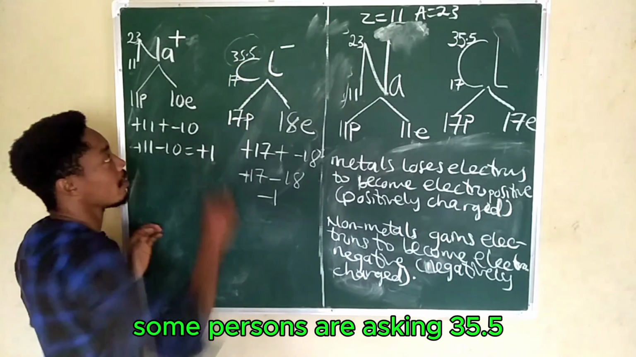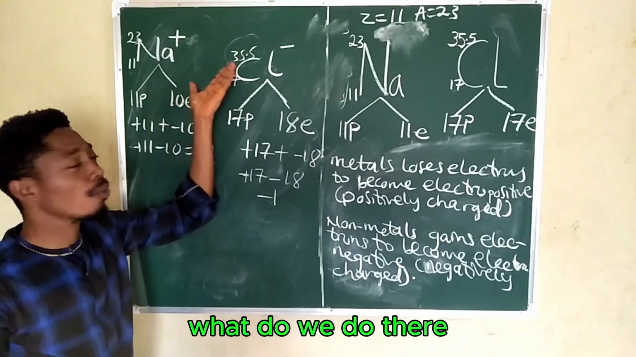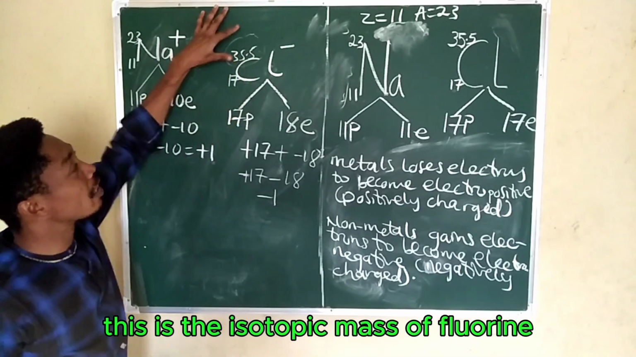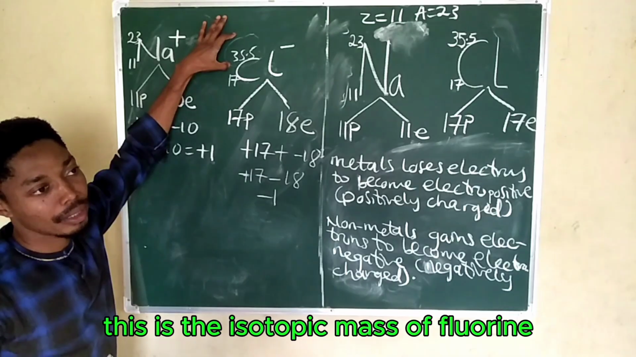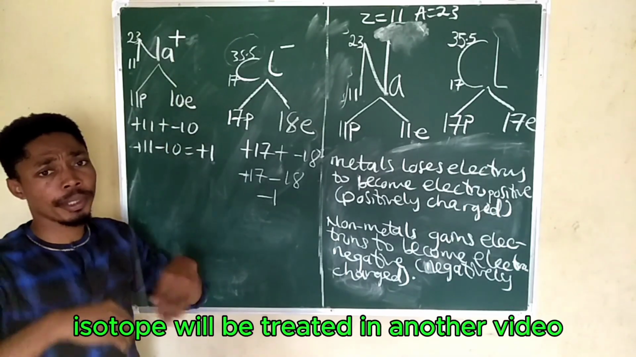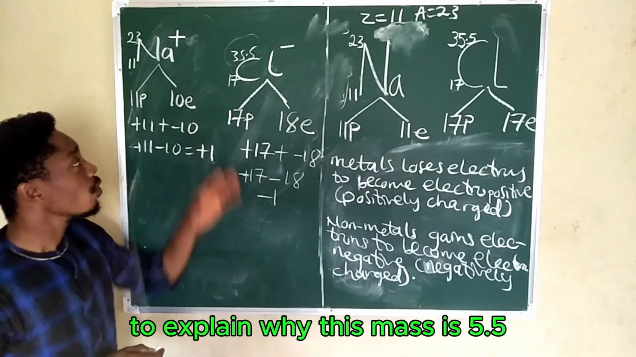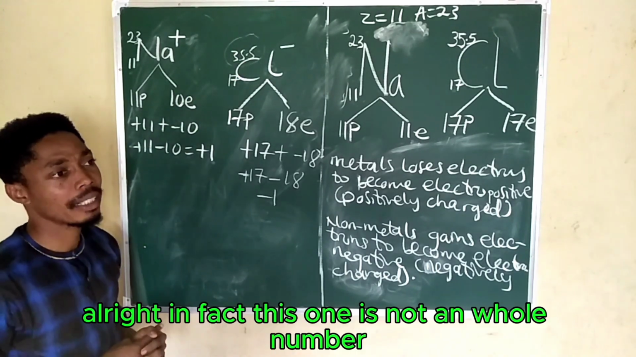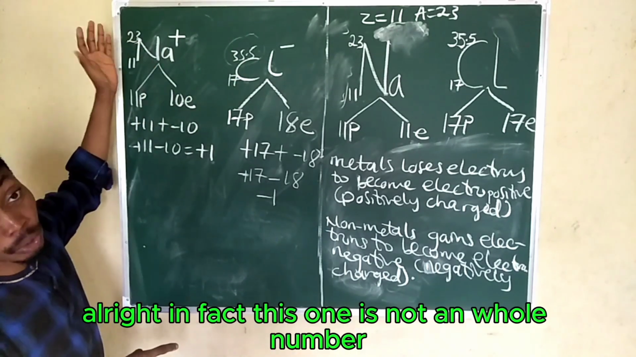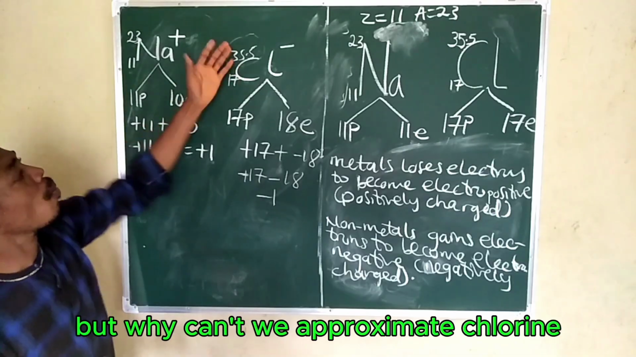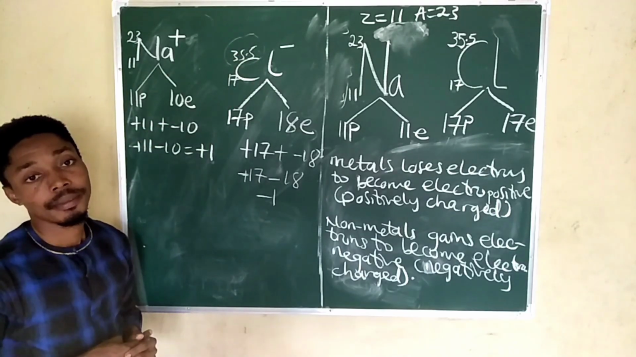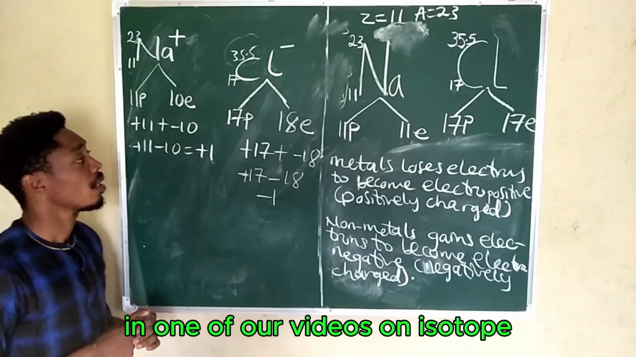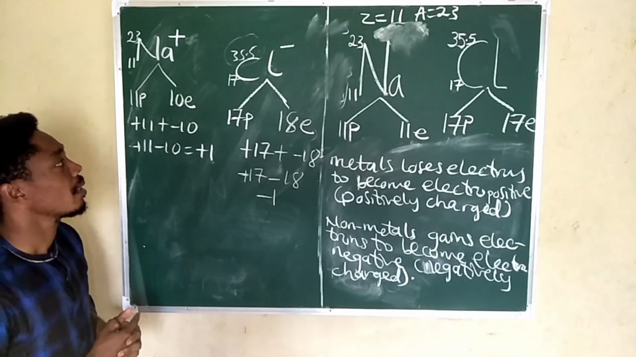Some persons are asking, 35.5, what do we do there? The mass number of chlorine is 35.5. This is the isotopic mass of chlorine. Isotopy will be treated in another video to explain why this mass is 35.5. Why is it not a whole number? Alright? In fact, this one is not a whole number, it's just an approximated value. But why can't people approximate chlorine? That will be explained in one of our videos on isotopy.